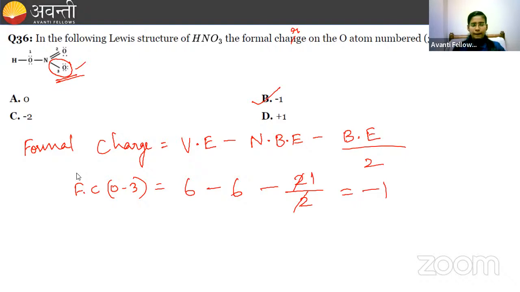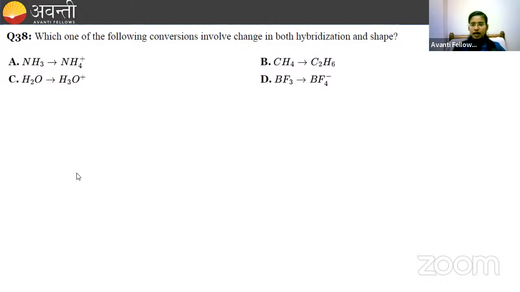Okay. Now next, coming to question number 38. Which one of the following conversions involve change in both hybridization and shape? So here, if you look into each option, let me start with option A. The shape of NH3 is pyramidal.